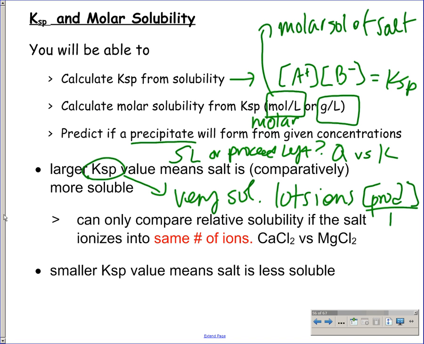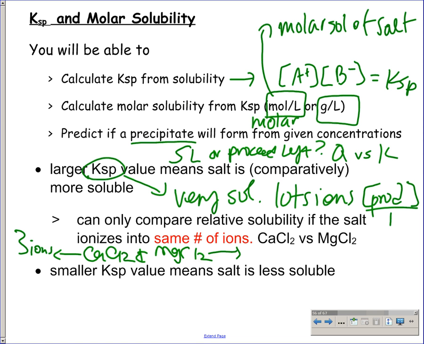But whenever you look at Ksp values, you can compare them only if the ions that are produced are the same in number. So like I can compare calcium chloride and magnesium chloride, because this one's going to make how many ions? How many ions does calcium chloride make in water? Not 2. How many? 3. It makes calcium 2+ and 2 chlorides. So this makes 3 ions.